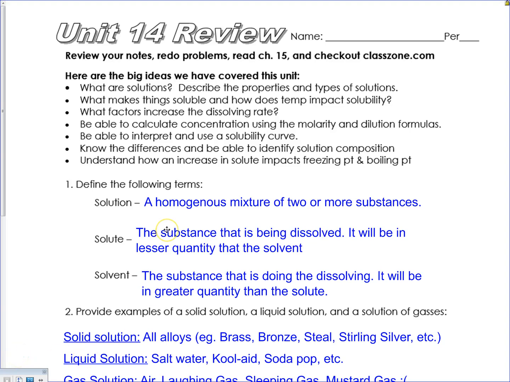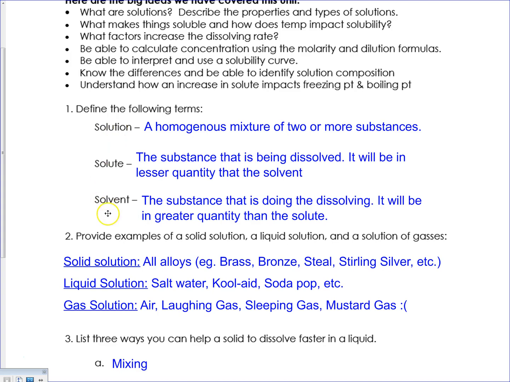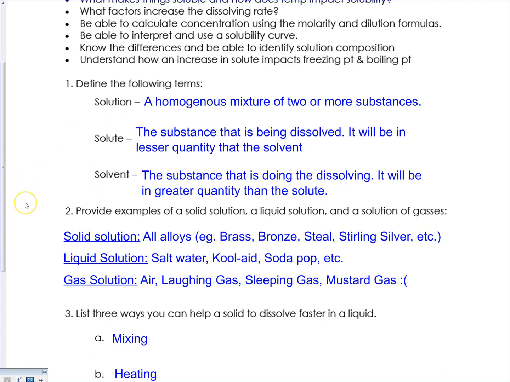This is a key for the Unit 14 review. For these first questions here, you can kind of just read over the answers, and I think that they make sense just in and of themselves. So those are the definitions. Make sure that you know those for the exam.